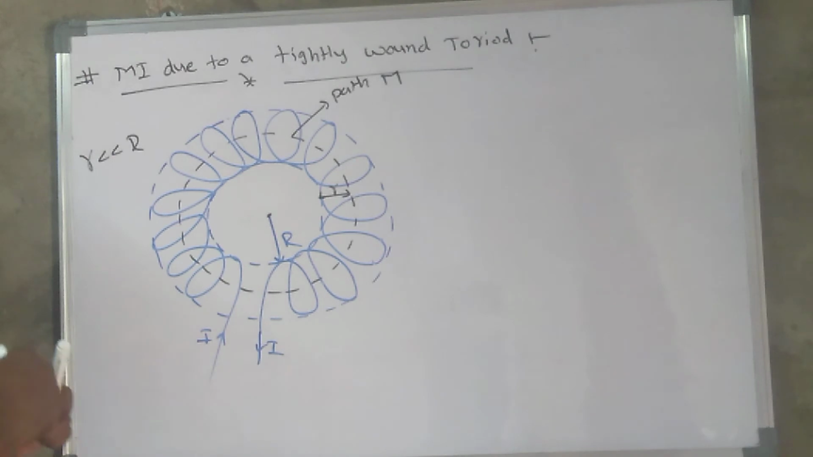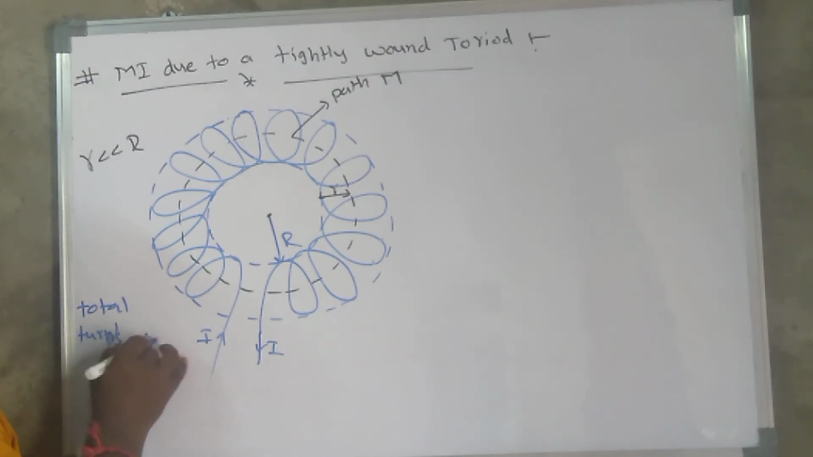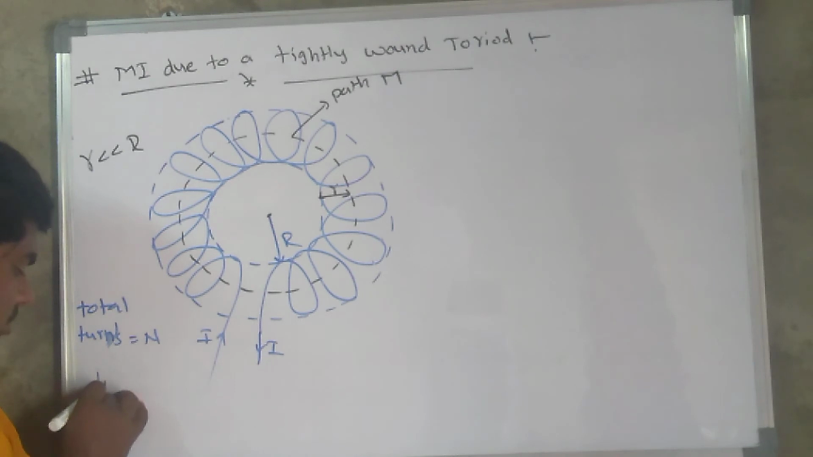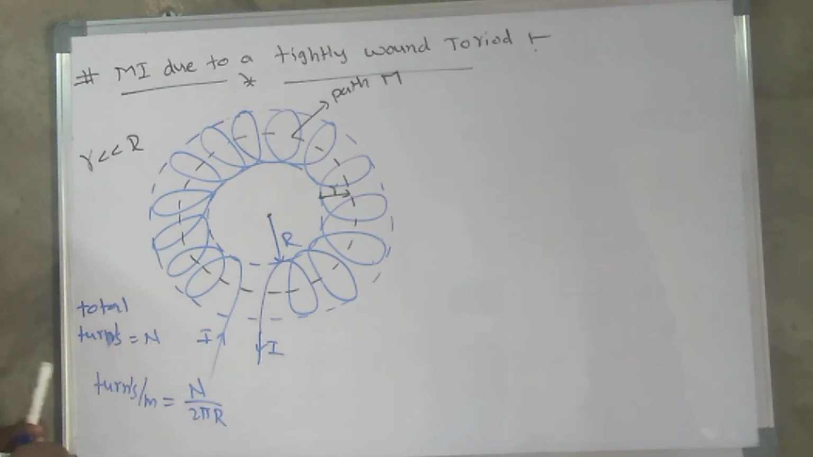This is the total number of turns. Consider N number of turns. The turns per meter is nothing but capital N divided by 2 pi r.